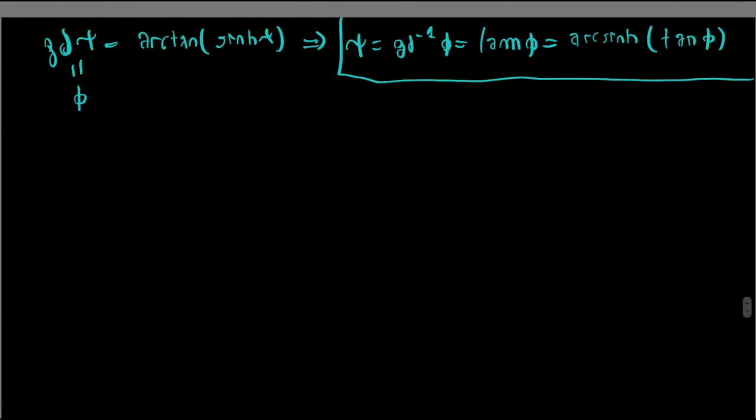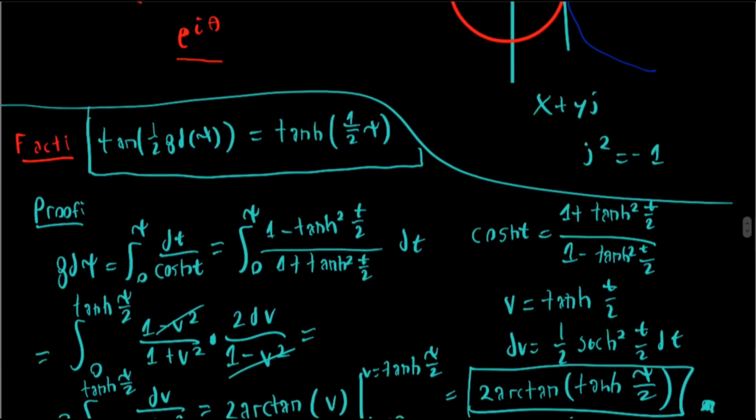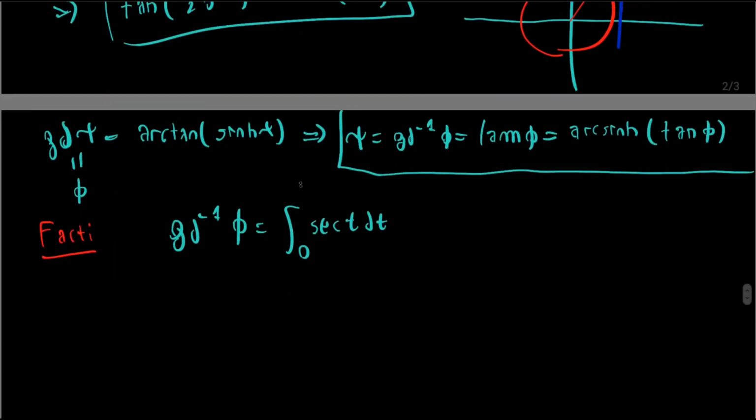Well, there's actually an integral representation for our inverse Gudermannian function too that we will derive here, and it's the following. The inverse Gudermannian of phi is the integral from 0 to phi of secant of t dt. And so this is pretty interesting, also in analogy to the original function, which was the integral of the hyperbolic secant. So let's see how we can derive this.